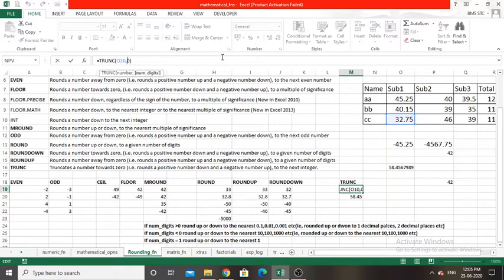Here I passed 0. So it tells that I don't need the decimal part. So it truncated with no decimal part and resulted as 32. Suppose I passed 1 here. Okay. So it will reduce the size of the decimal part to 1. So it resulted in 32.1.